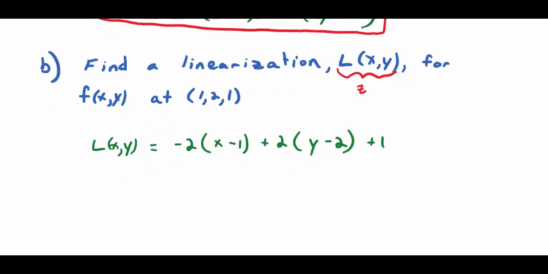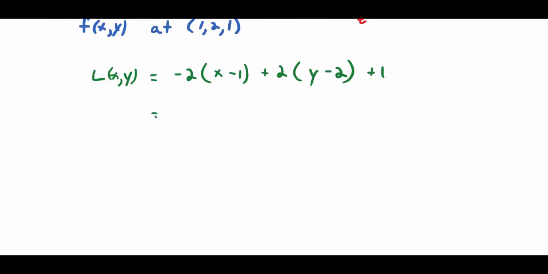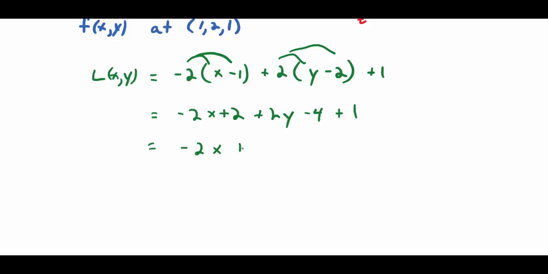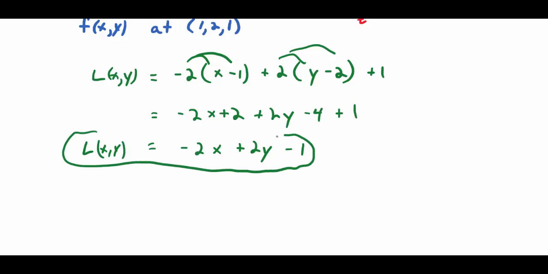And then I suppose we could multiply things out and simplify. What do I get if I multiply this out? Negative 2x plus 2 plus 2y minus 4 plus 1. Let's combine just the constants. So negative 2x plus 2y, minus 1. So here's your linearization. It's nothing but the equation of the tangent plane that we just found, solved for z.